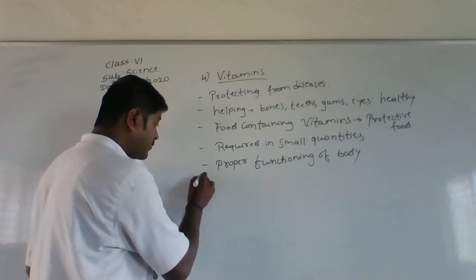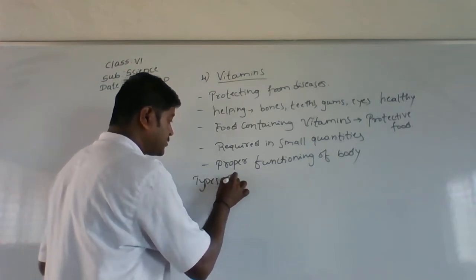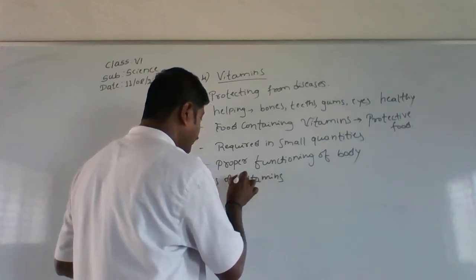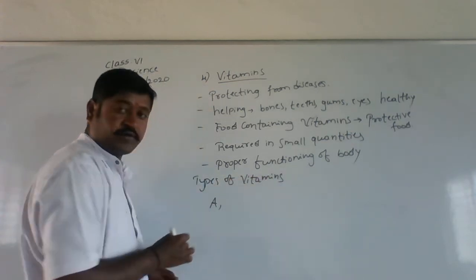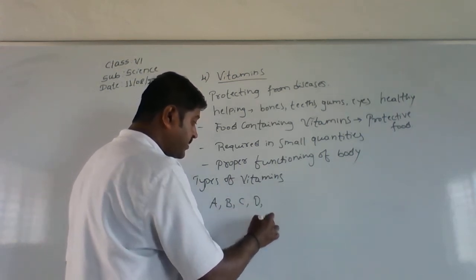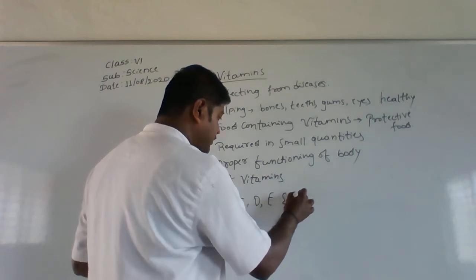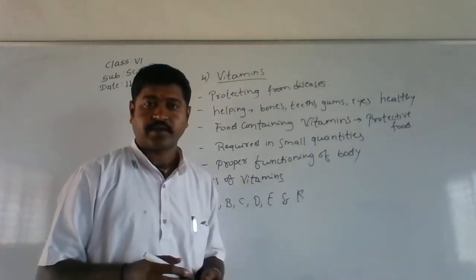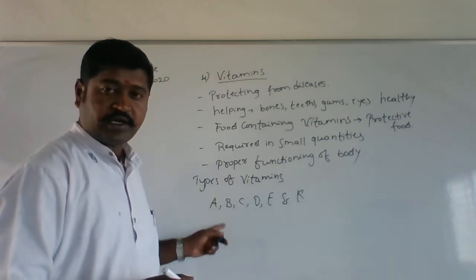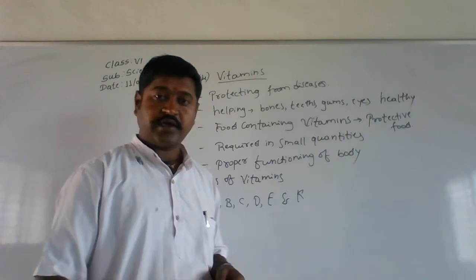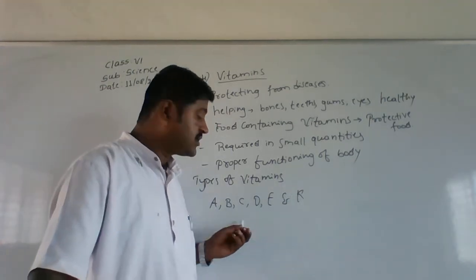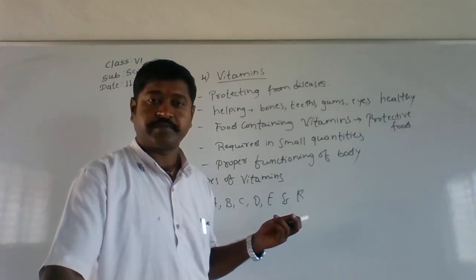We have seen the types of vitamins: vitamin A, vitamin B, vitamin C, vitamin D, vitamin E, and then vitamin K. I think everyone knows there are these types of vitamins. Now, what will we be doing? We'll be seeing what these vitamins do to our body.